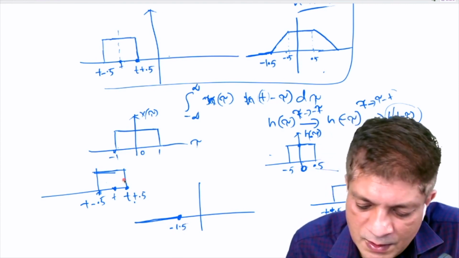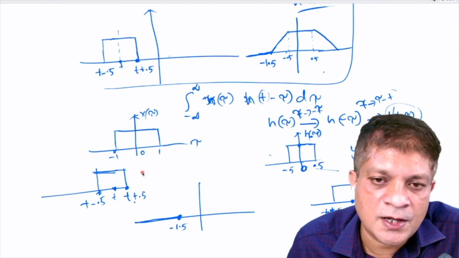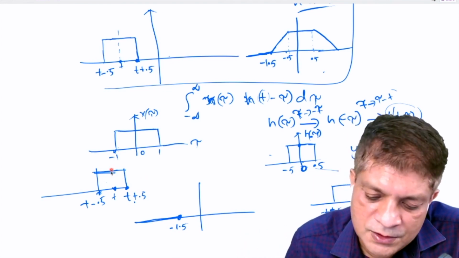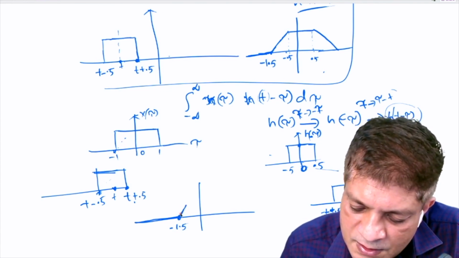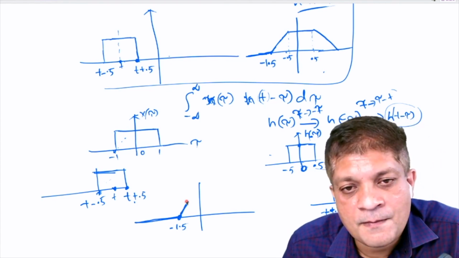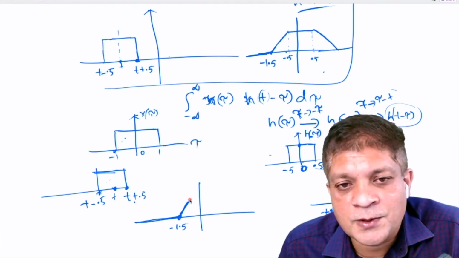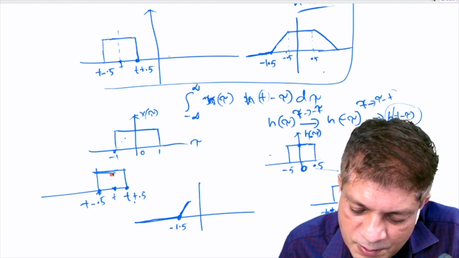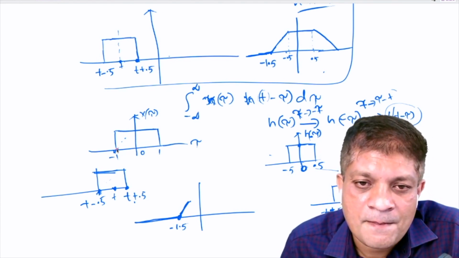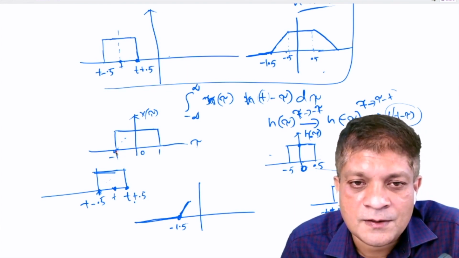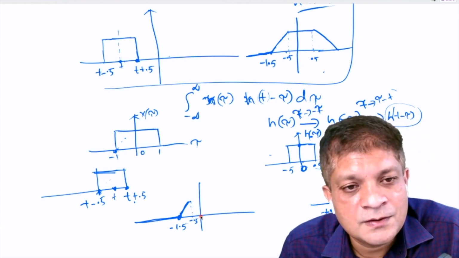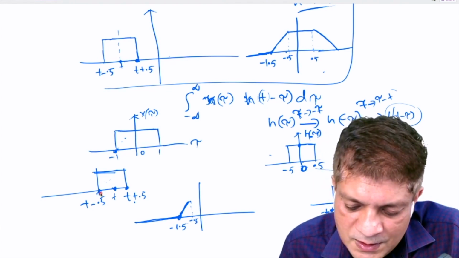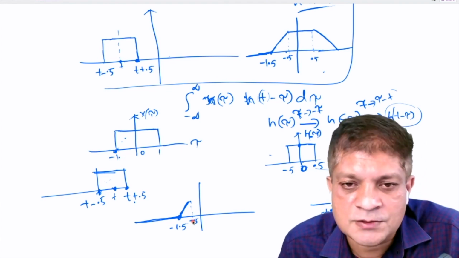Now what happens if you keep on moving towards right? There will be overlap between these two, and there will be partial overlap, so the area increases linearly. Is it that? Yes, sir. It is a linear increase till which point? Till this point reaches here. Where is that point? Minus 0.5. When t minus 0.5 is minus 1, t is minus 0.5.